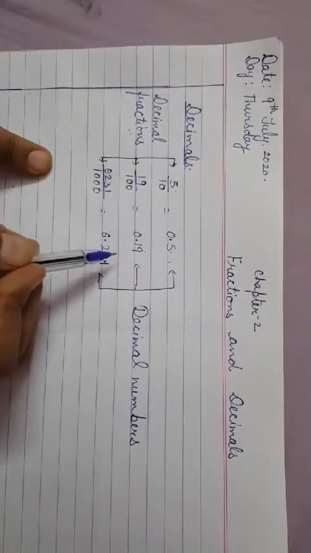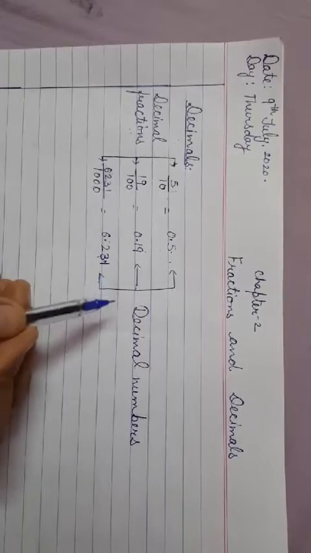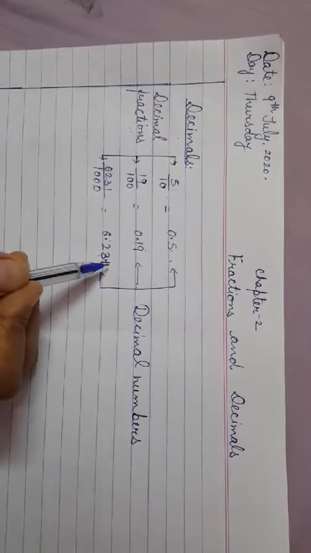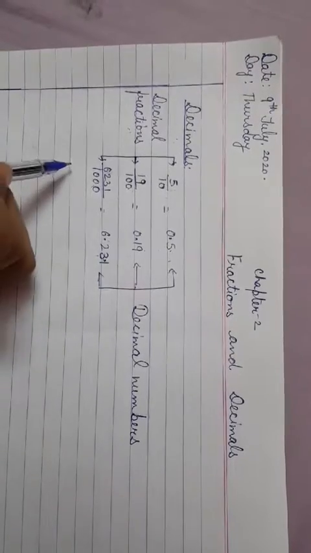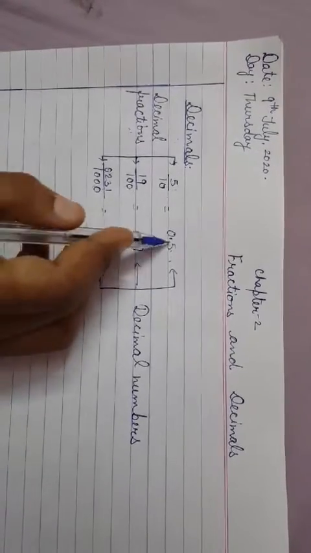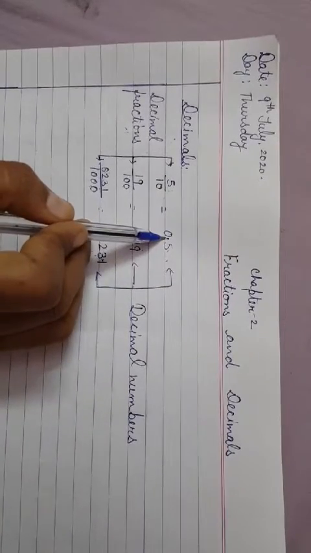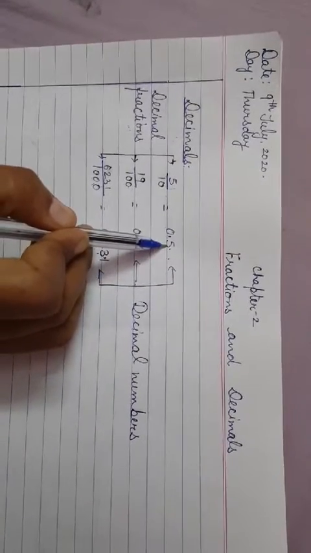Okay. This we will read in the further classes. Okay. This is the next further topic. Okay. So here in these numbers you can see the number written on the left side of this decimal and the number written on the right side of this decimal.